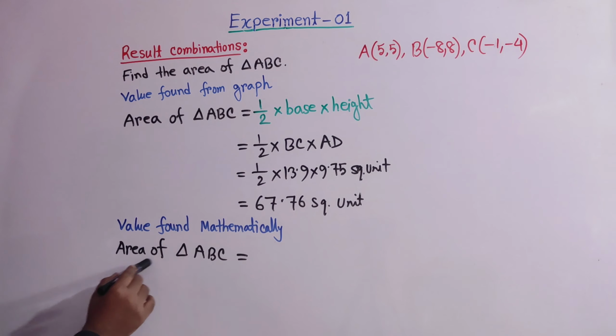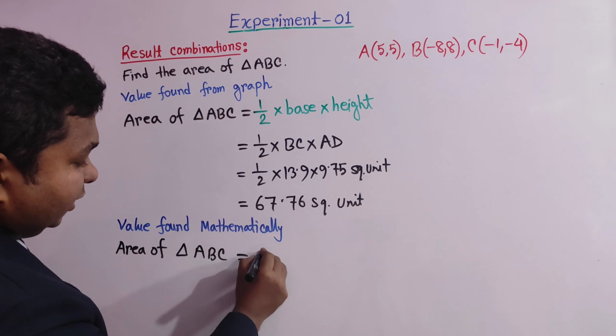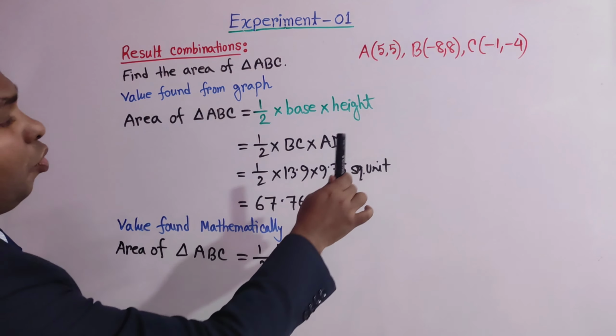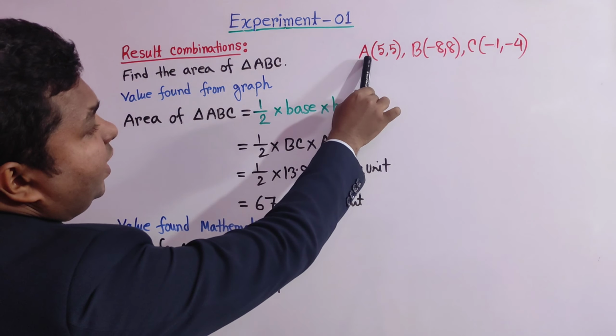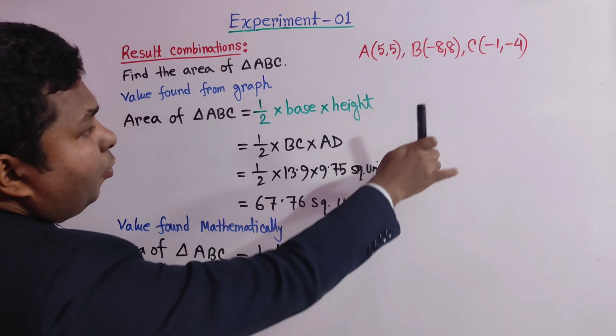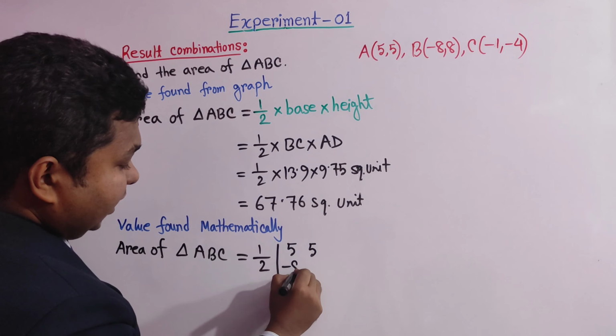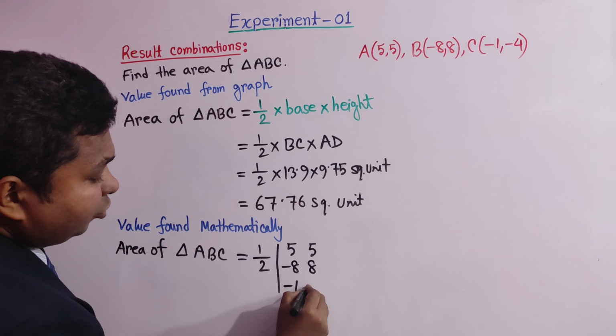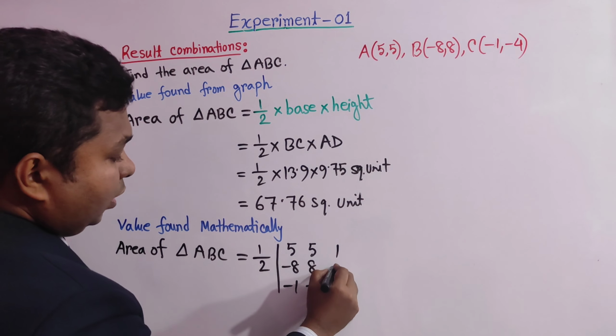So area of triangle ABC, we know the formula from the theory step, half determinant of, here the coordinates of point A is 5, 5. Then point B is -8, 8. Then point C is -1, -4. Then 1, 1, 1.